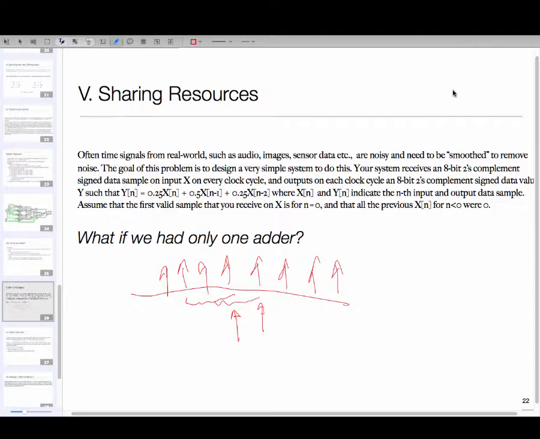What you see here is that for every sample, I need to do 2 additions and a bunch of shifts. The shifts are easy, they're just wiring.